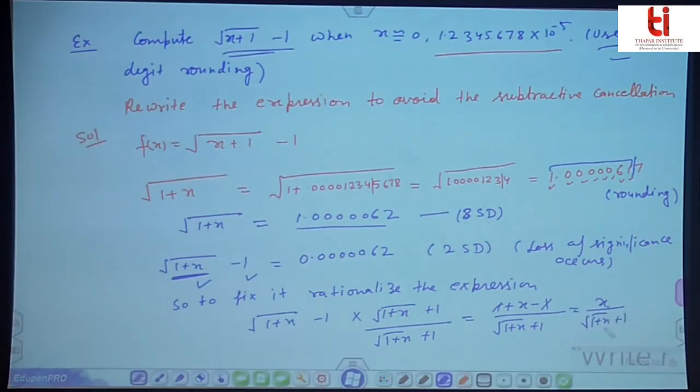So now we do not have subtraction between nearly equal numbers, because under root 1 plus x and 1 are nearly equal numbers. So there is no subtraction sign, and we will not get loss of significance. So x upon under root 1 plus x plus 1. Actually, we are getting a different form of the function where the subtraction sign doesn't exist.